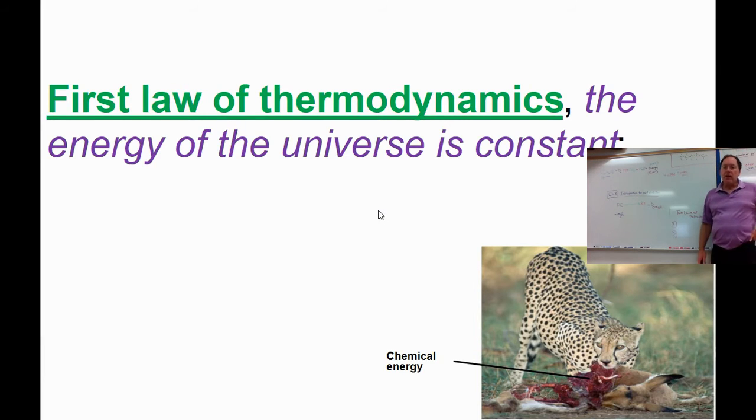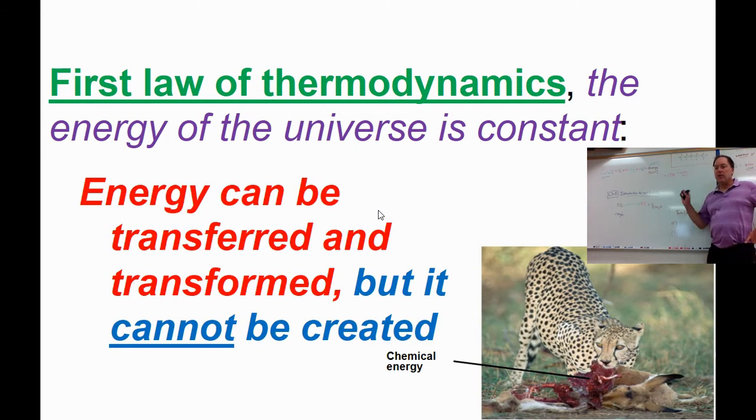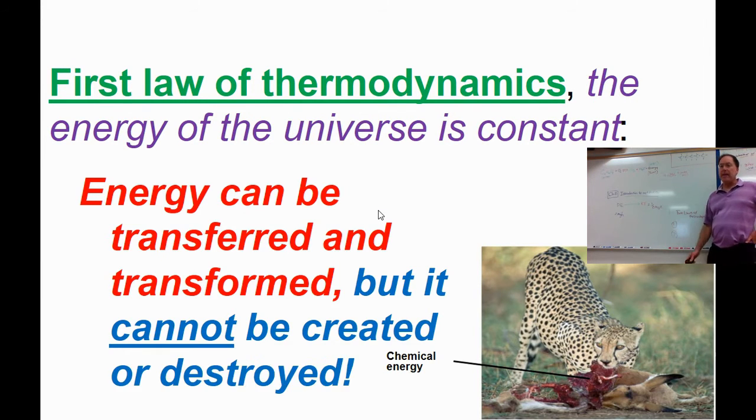Write this down, please. The first law of thermodynamics is that the energy of the universe is constant. It can be transferred or transformed, but it cannot be created or destroyed. Do you remember how I said that when this cheetah eats some of this animal and converts it from potential to kinetic energy, a lot will be lost as heat? Well, that will be lost out to space, and it's not going to be destroyed. It will just warm up space, I guess.